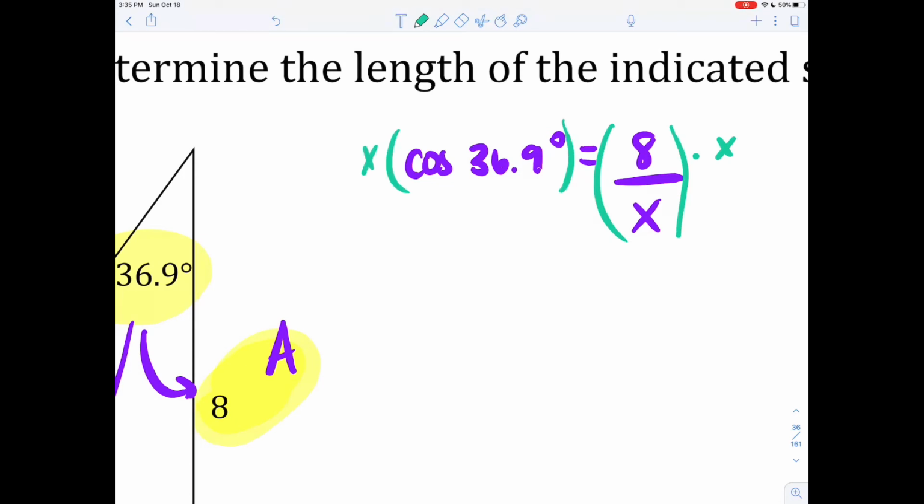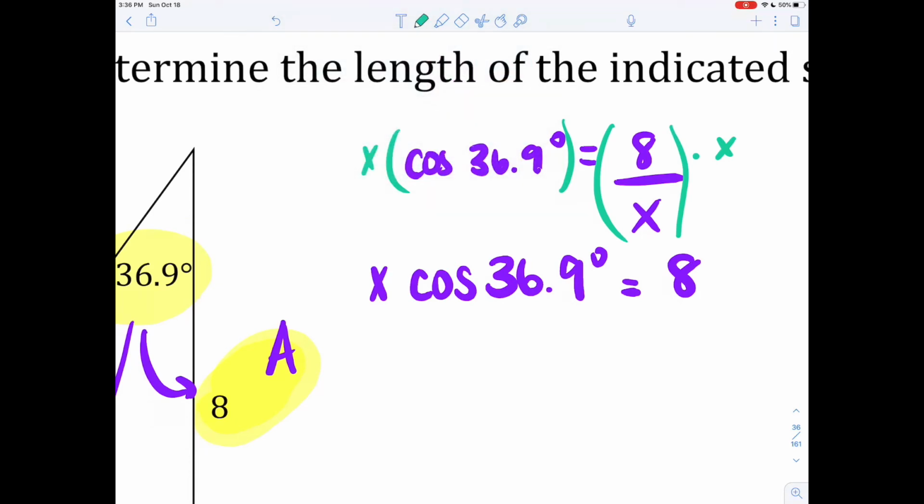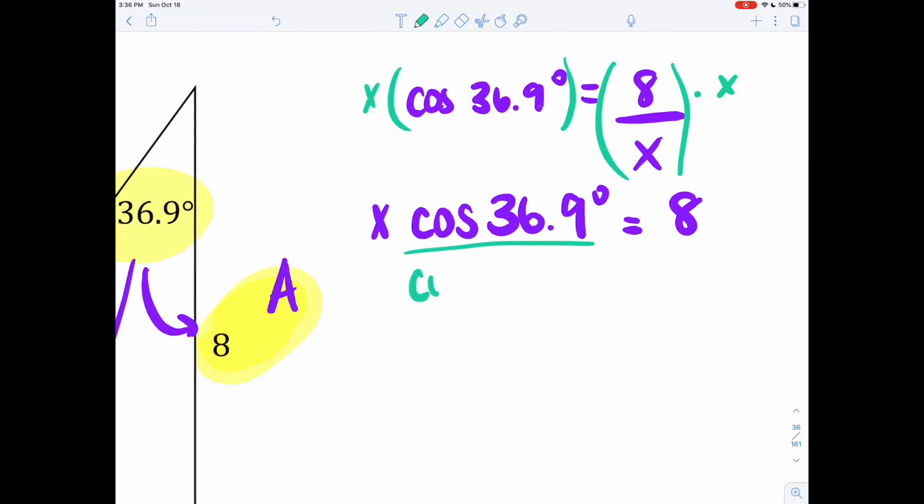to bring it up. So here we did so, and I end up with x times the cosine of 36.9 degrees is equal to 8. Now my x is in my numerator, and I'm feeling a lot more calm and happy and at peace with it. This is nice. But it's still not isolated. Right now x is being multiplied by the cosine of 36.9 degrees. To undo that multiplication, we are going to divide both sides by the cosine of 36.9 degrees. Okay?